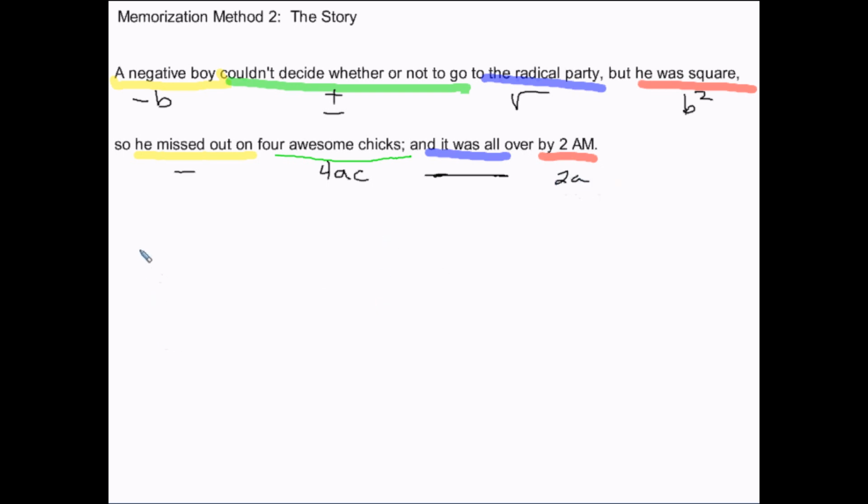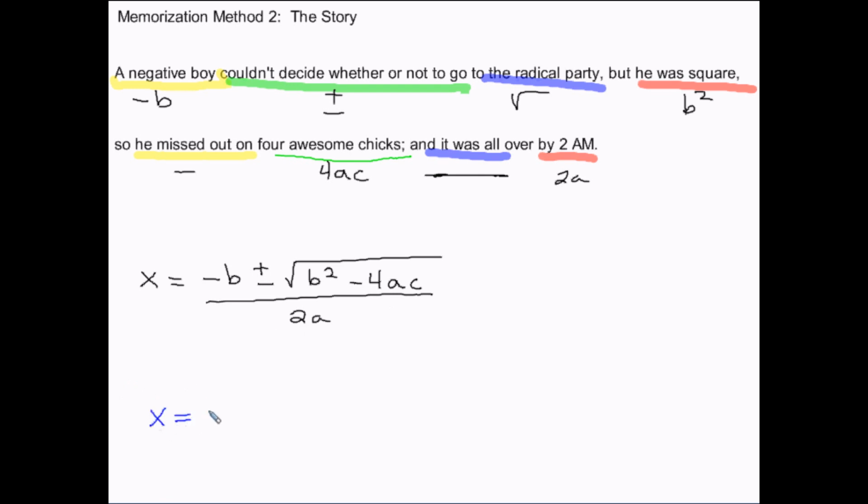So if you are writing the formula using the story, it goes like this. A negative boy couldn't decide whether or not to go to the radical party, but he was square, so he missed out on 4 awesome chicks, and it was all over by 2 a.m. And I'll go over that one more time. A negative boy couldn't decide whether or not to go to the radical party, but he was square, so he missed out on 4 awesome chicks, and it was all over by 2 a.m.